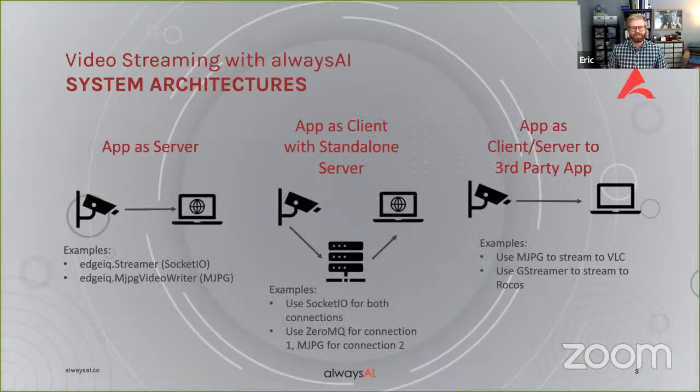A couple of the system architectures you might see. One is the app as a server itself and sending the video stream to a browser, for instance. This is how the streamer itself works, as you just saw Komal use. What happens there is that the app is starting up a SocketIO streamer and also an HTTP server. And from that HTTP server, you can connect from your browser and get your video stream there.